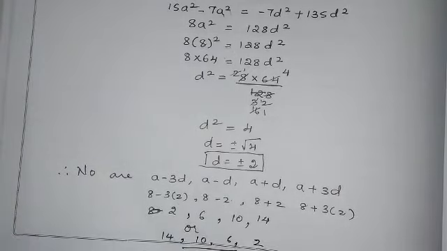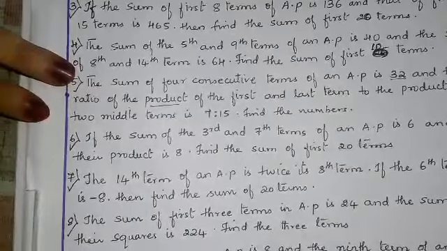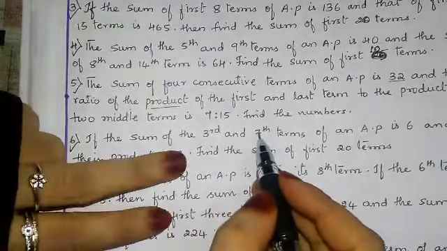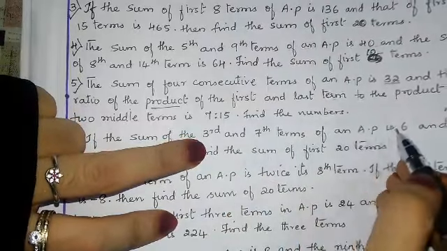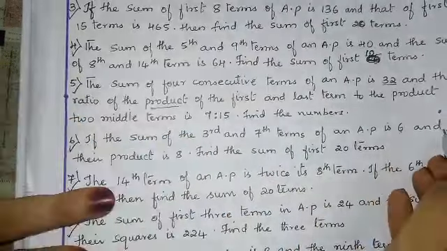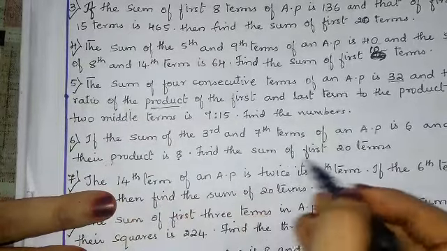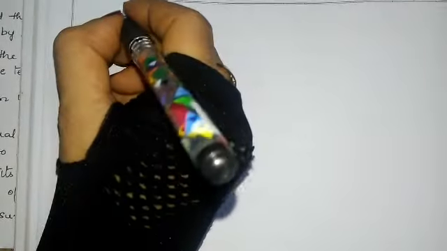So the next question is, if the sum of the third and seventh term of an AP is 6 and their product is 8, find the sum of the first 20 terms. So the question is, question number 6.